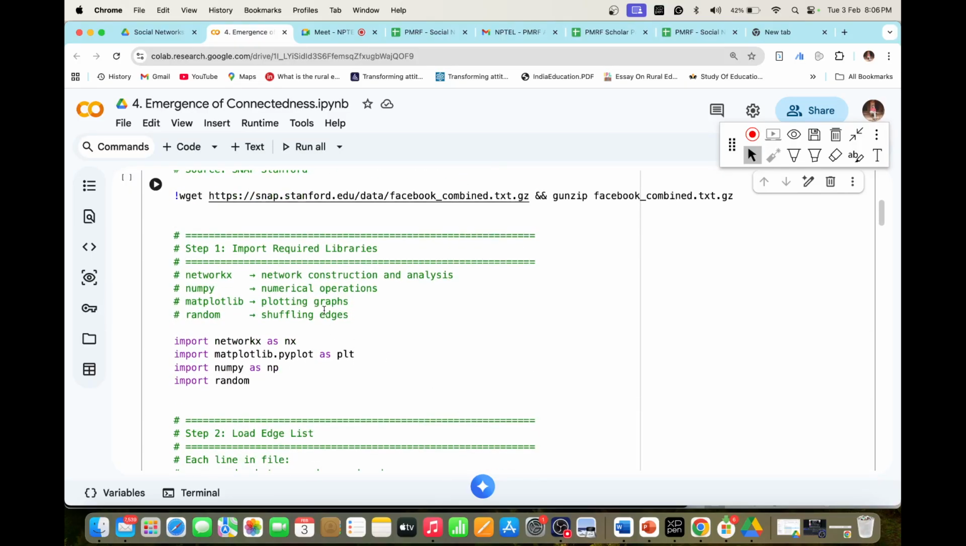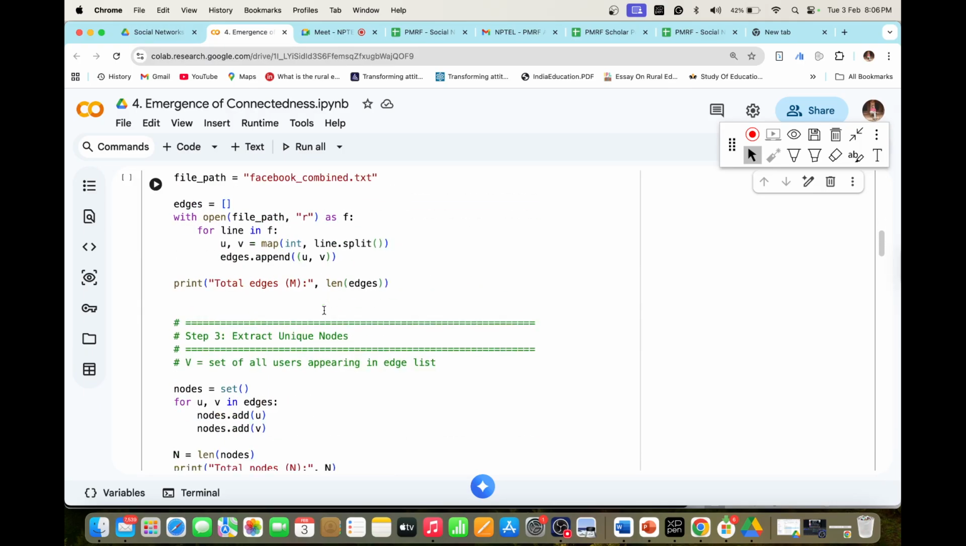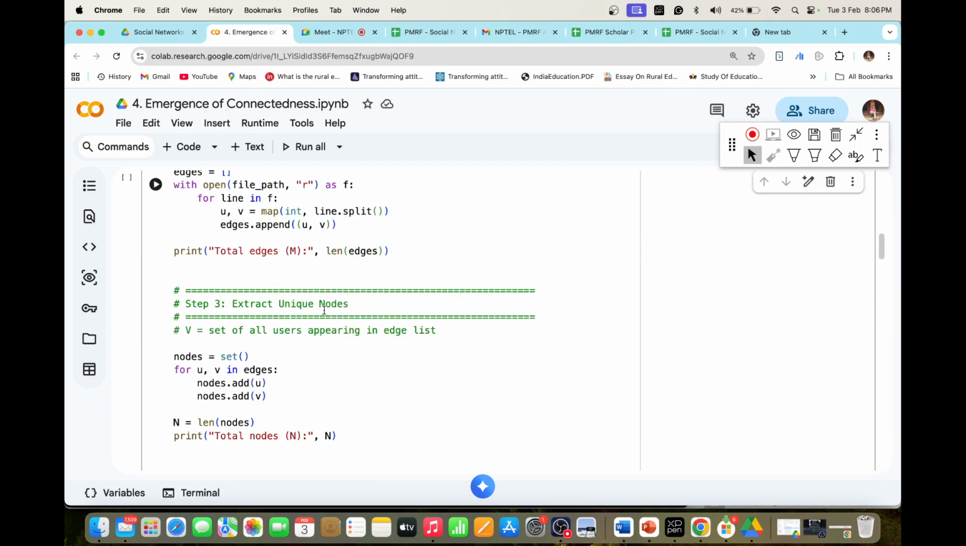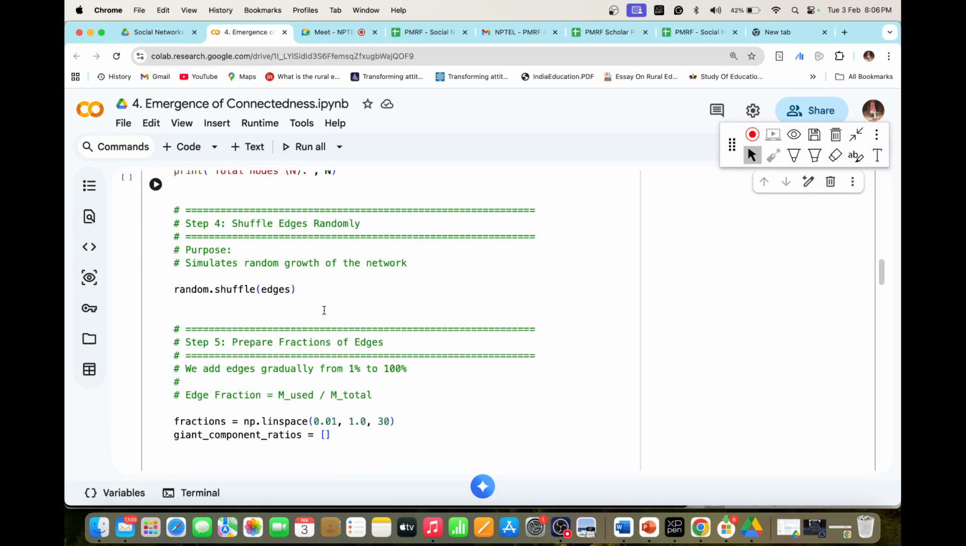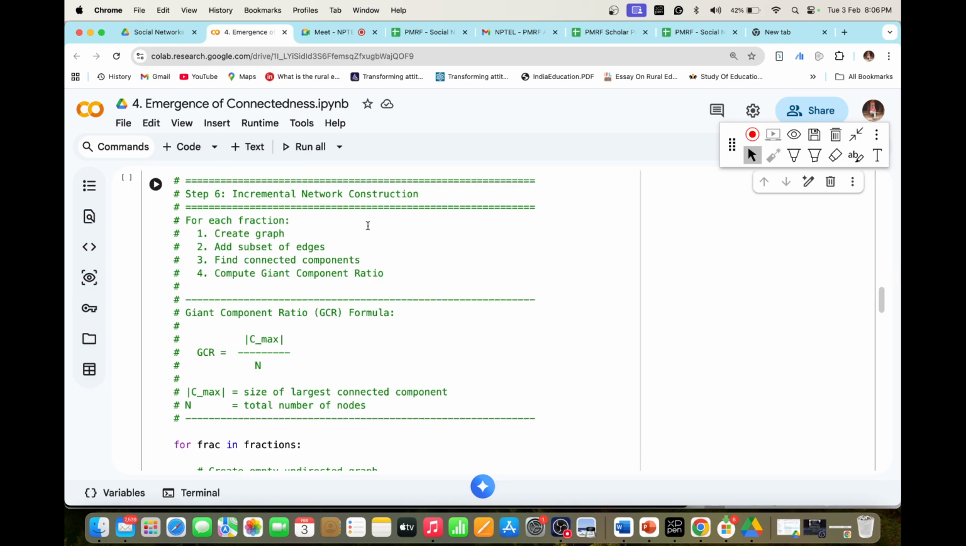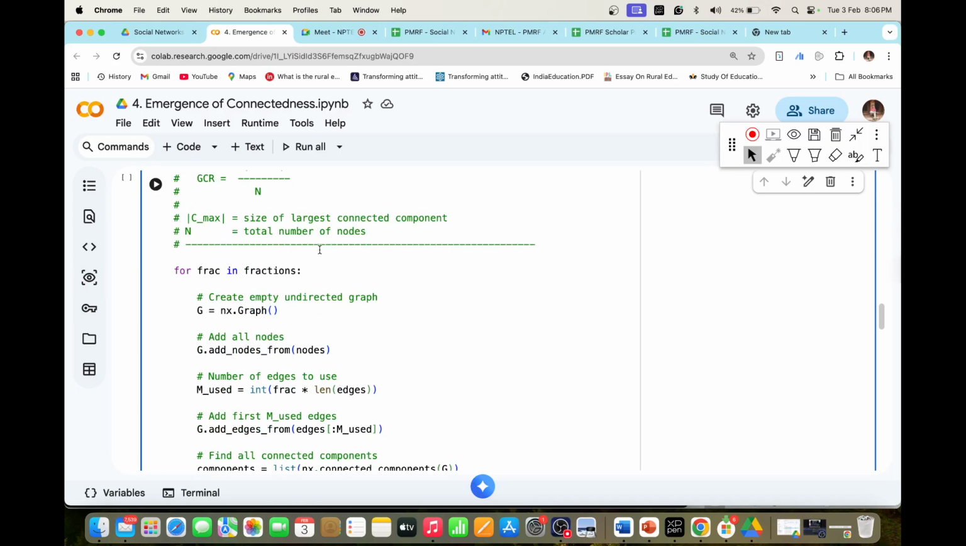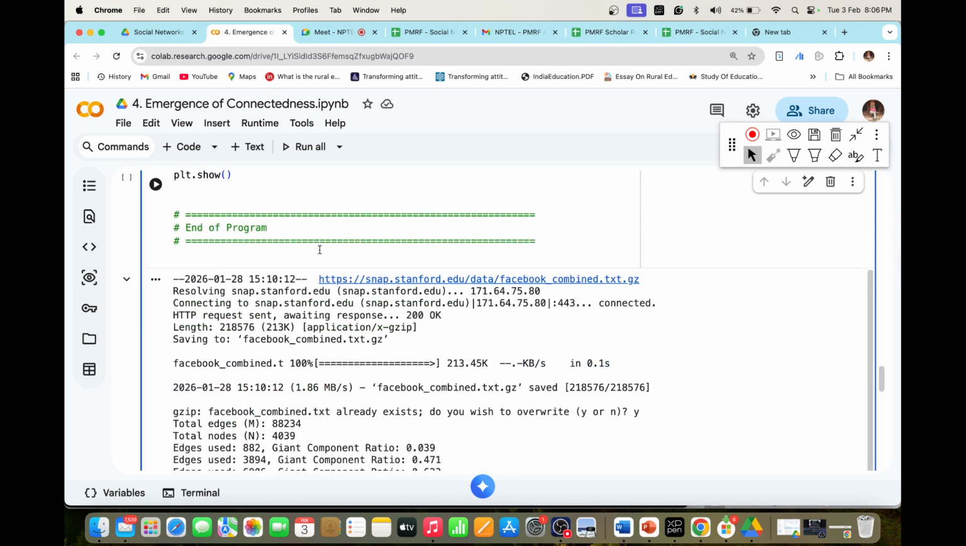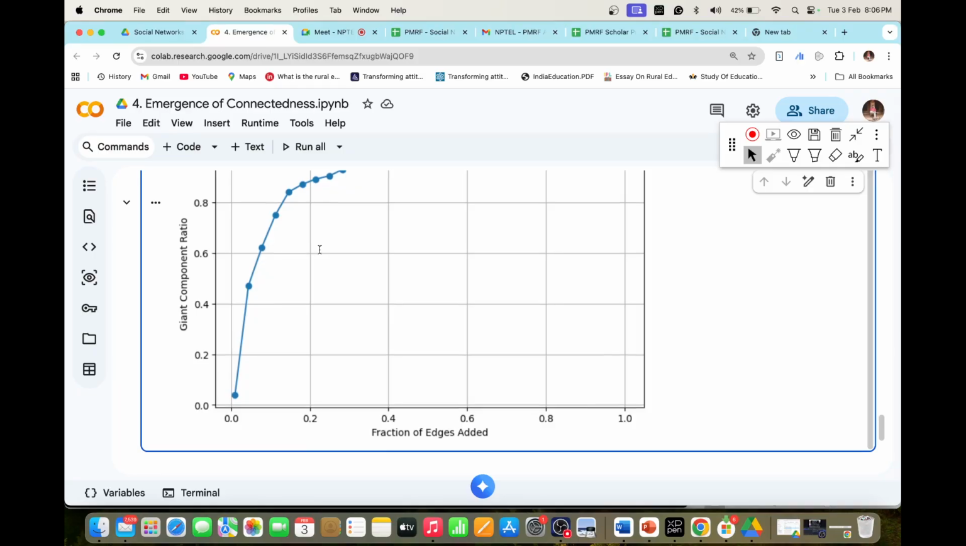These are the steps: import libraries, load edge list, extract unique nodes, and then shuffle edges randomly, prepare fraction of edges, incremental network construction. That is, we have to increment either nodes or edges. Here we have incremented the edges. And then visualization and all this. So you can see over there.